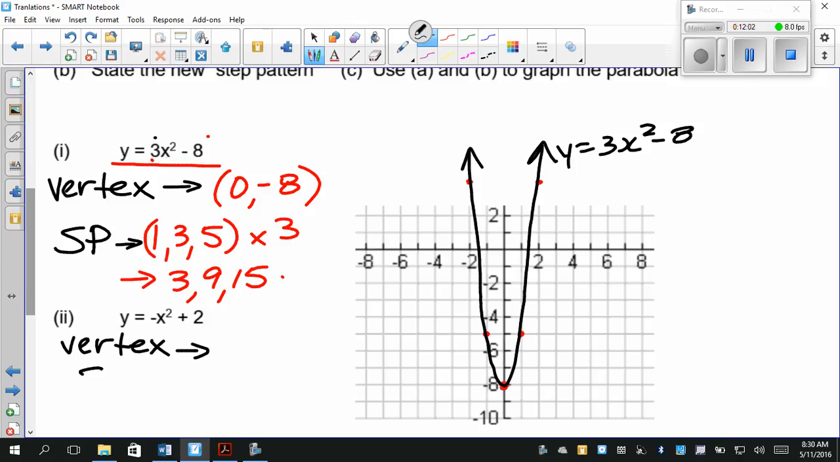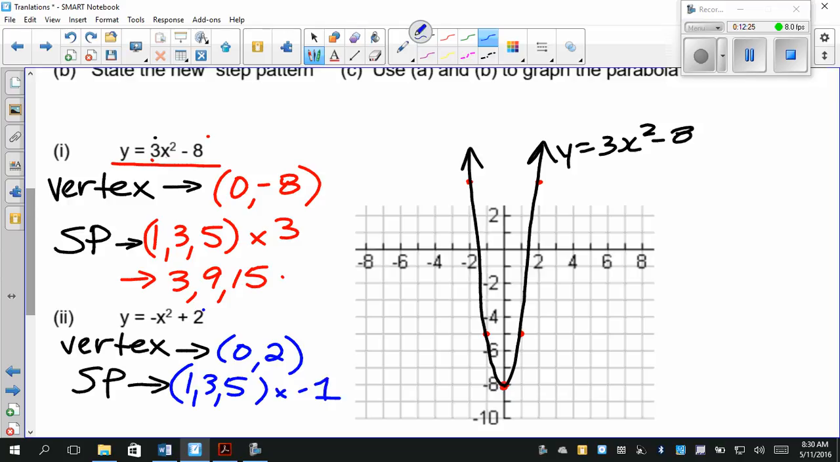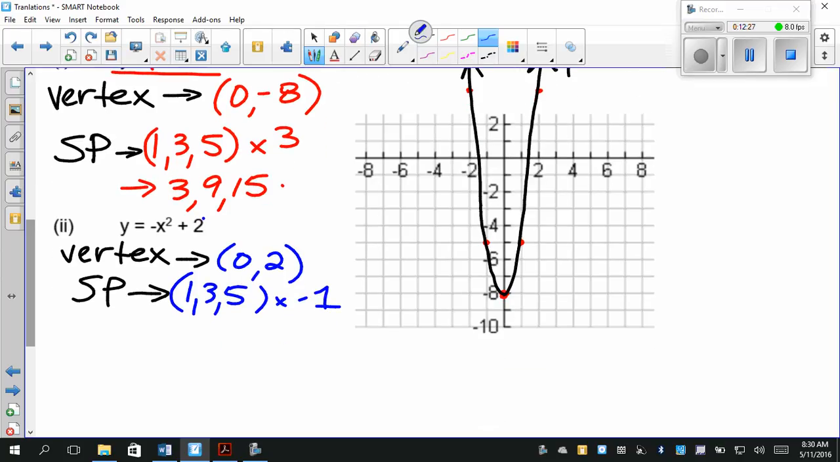All right, let's take a look at the second one here. Okay, so for this guy, the vertex is going to be 0, 2 because of that 2 on the end. The step pattern is normally 1, 3, 5, but there's a negative out in front. So it's kind of like we're multiplying by negative 1, but basically the step pattern changes to negative 1, negative 3, and negative 5.